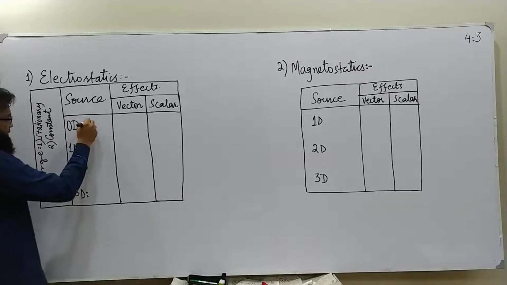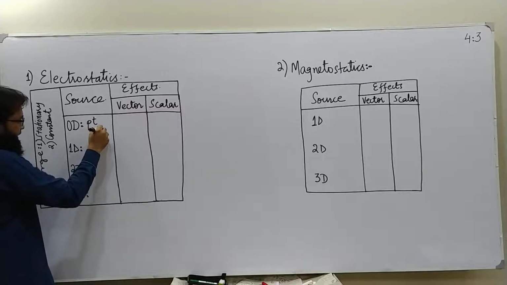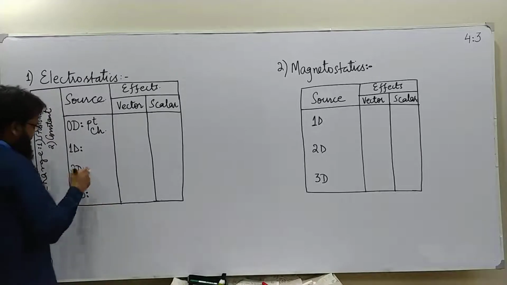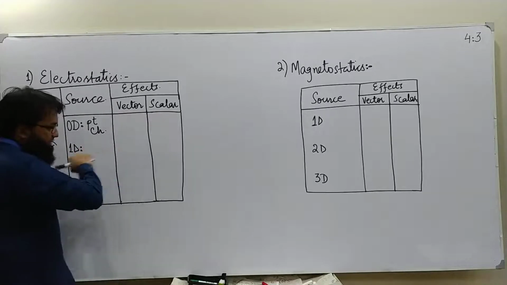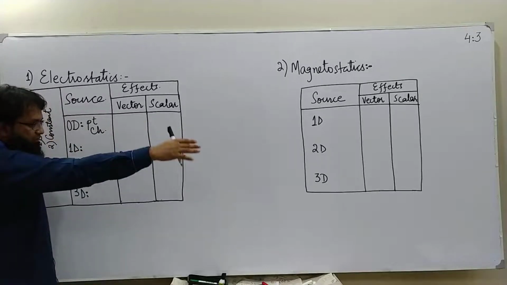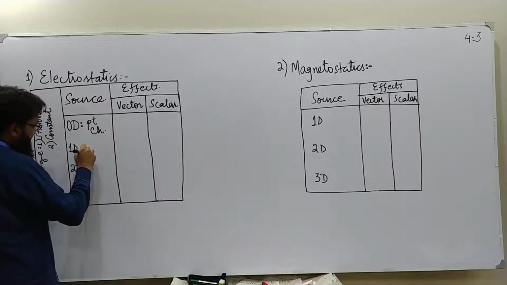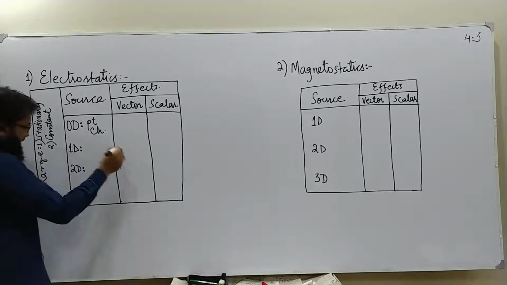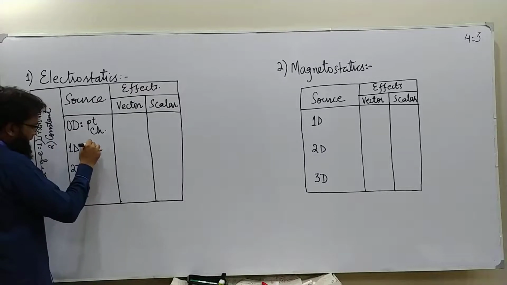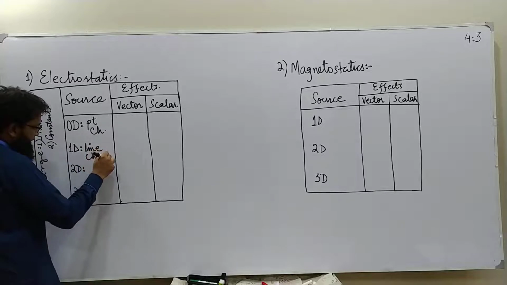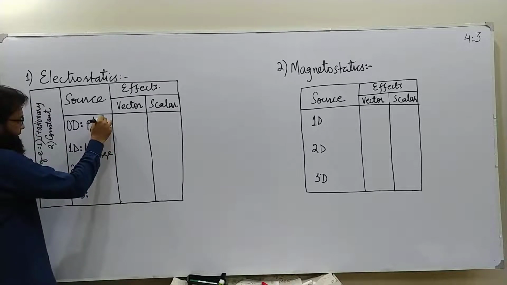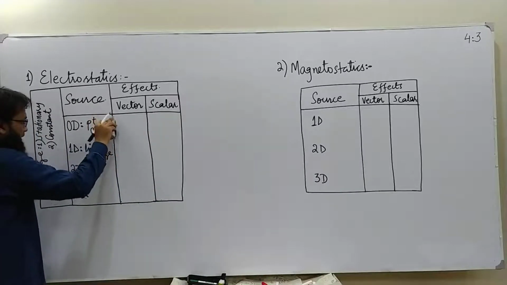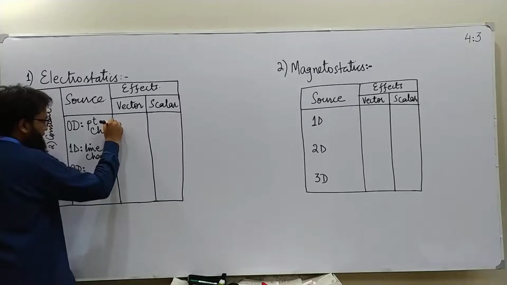So whenever we have a point charge, it is a 0 dimensional arrangement, because a point has no dimension. Whenever the charge is distributed linearly, in the form of a line, that distribution of the source will be classified as a 1 dimensional distribution, or we will call it a line charge distribution. A point charge is always quantified as Q, in the units of coulombs.